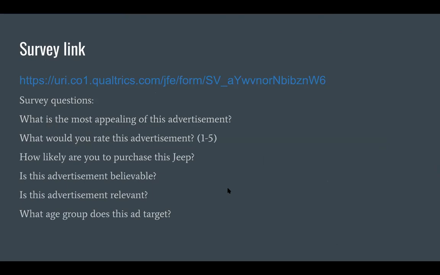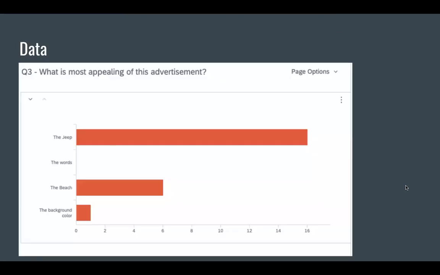For the survey, the questions that we asked were, what is the most appealing of this advertisement? What would you rate this advertisement? How likely are you to purchase this Jeep? Is this advertisement believable? Is this advertisement relevant? And what age group does this target? This is one of the questions. Most people chose the Jeep or the beach as the most appealing of this ad.